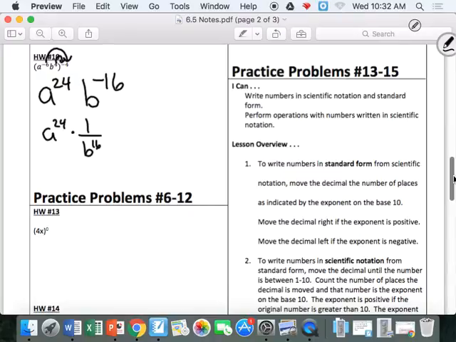So anytime it's a negative, put it into a fraction, but only the thing that's negative. Like notice the a, I didn't change it. Will it always be 1 over? Yeah. So then I can simplify this to a to the 24th over b to the 16th, right? That's the simplified version of that.